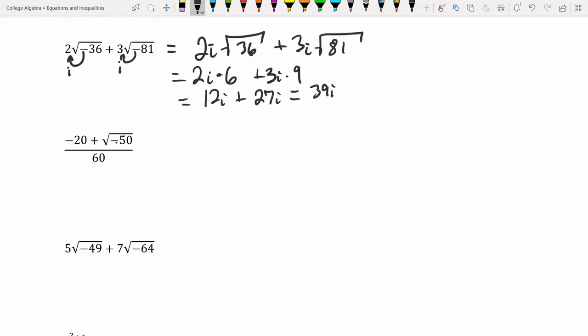Okay? First step, move it on the outside as an i. Gives us negative 20 plus i root 50 over 60.